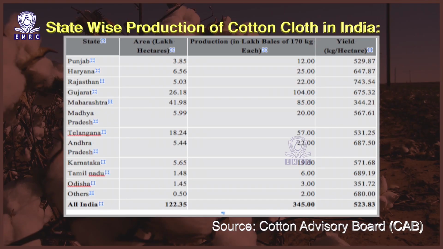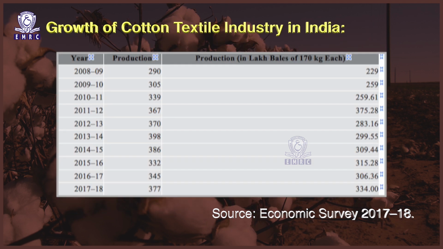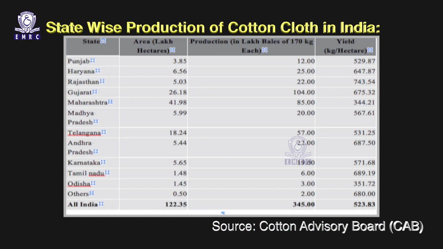The distribution and production of cotton goods statewise. The cotton textile production in India between 1980 and 2015 can be seen in the figure. Once you look at the table, you may understand that the total production of cotton textile in 2010-11 was 339 lakh bales, and it has risen to 377 lakh bales of 170 kg each in 2017-18. The statewise distribution and production of cotton textile can be seen in the table.